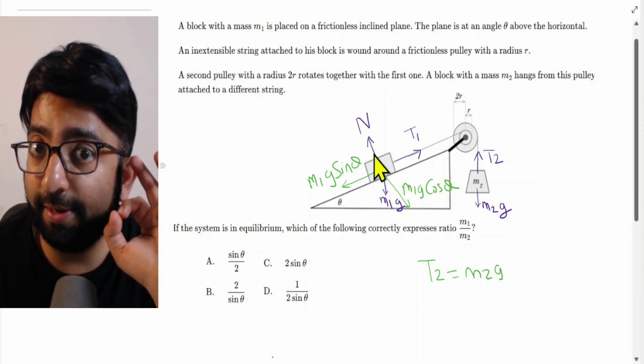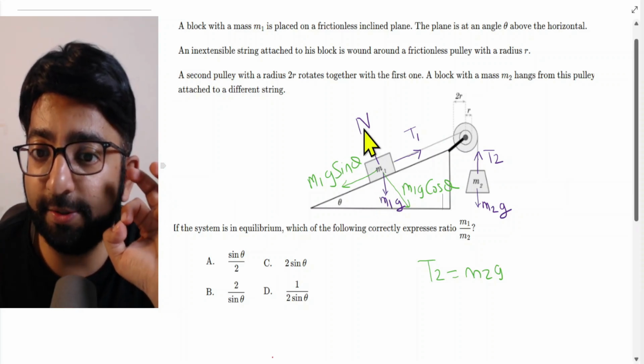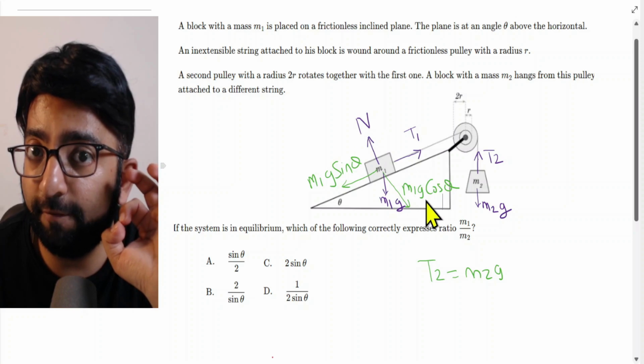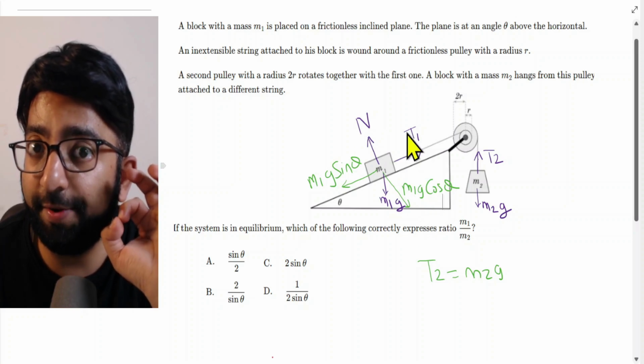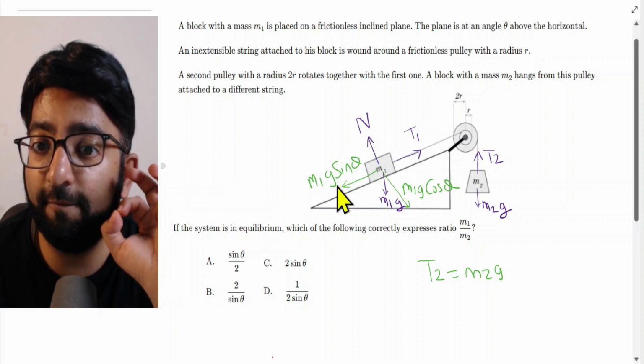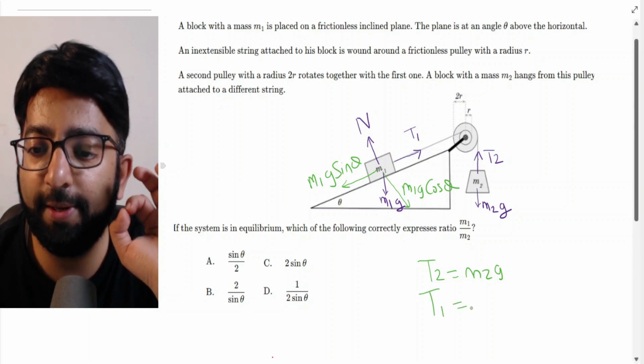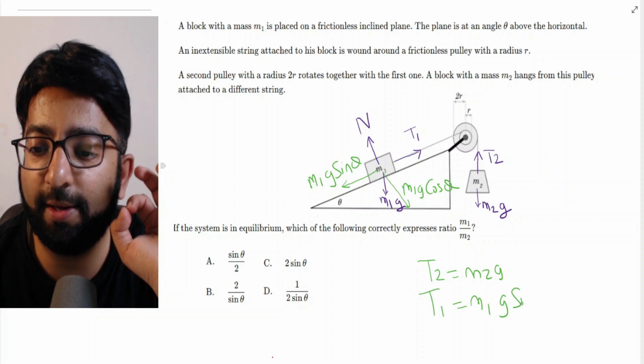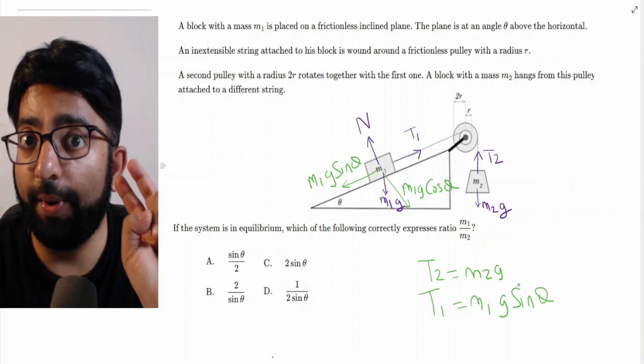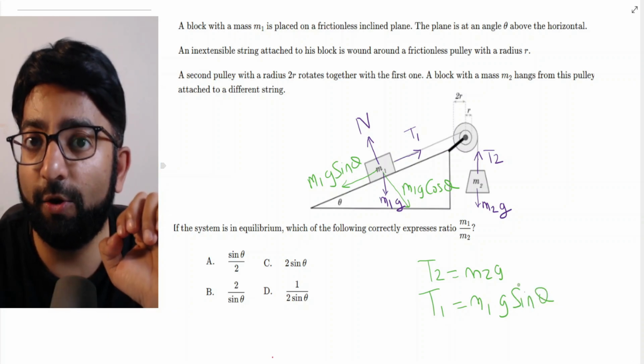Now, since the block is in equilibrium, forces need to be balanced out. So N will be equal to M1G cos theta, and the value of tension T1 will be equal to M1G sin theta. So let me write T1 will be equal to M1G sin theta. These are the two equations we get using the linear equilibrium.